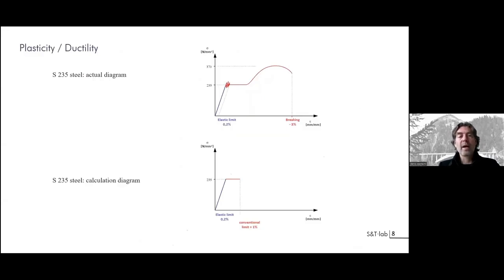Plastic theory applies to materials that are supposed to develop certain capacities in terms of plasticity or ductility. For instance, here you have the stress-strain diagram for steel. You see an elastic zone in blue and a red zone that shows the plastic deformation. Of course, this deformation is limited, and sometimes a conventional limit is proposed, for instance 1% for steel.